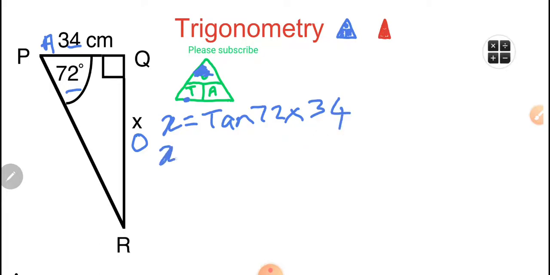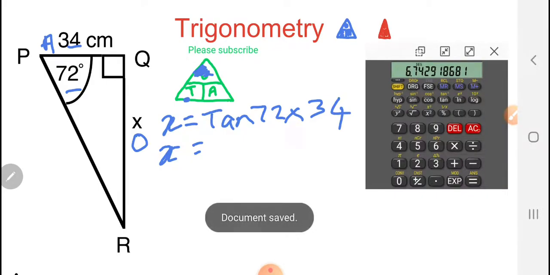So this is time to calculate it out. So x is equal to, so on my calculator I have to first type in the value, so 72, the angle. Some calculators you have to press tan first, then the angle. But with this particular calculator, I have to type the angle in first, then press tan. So tan 72 degrees is 3.07.